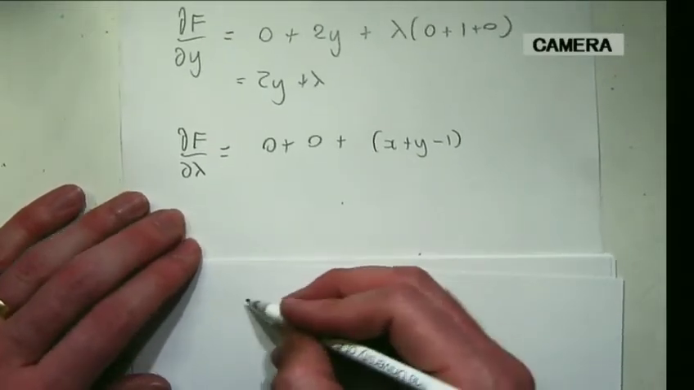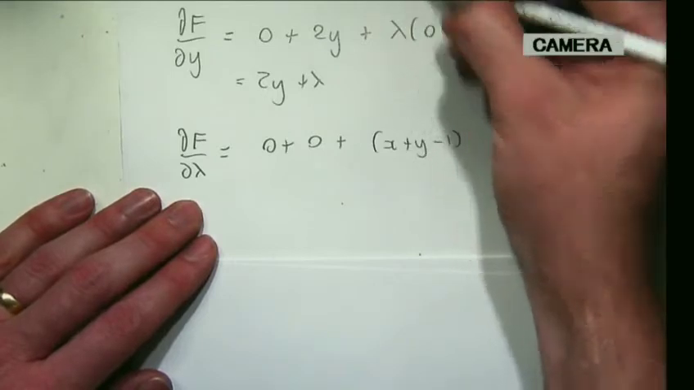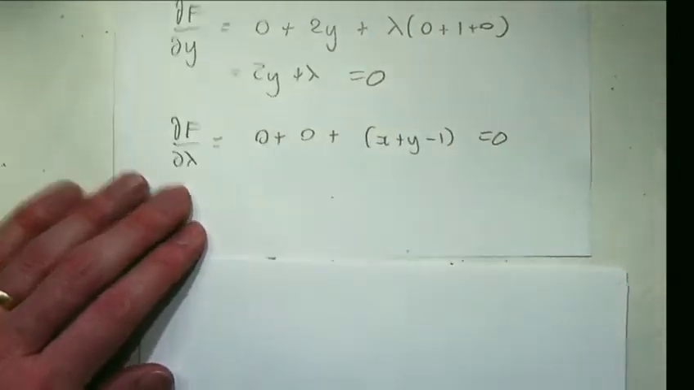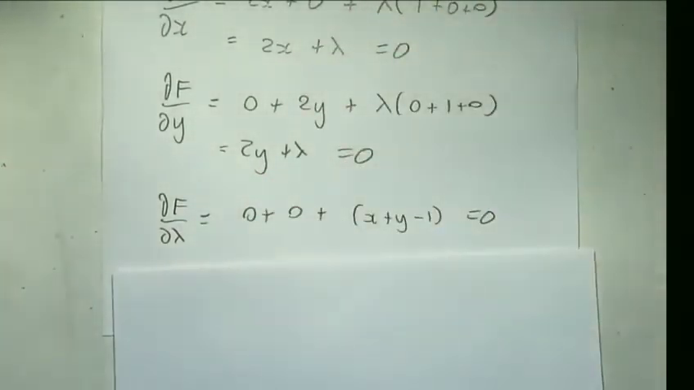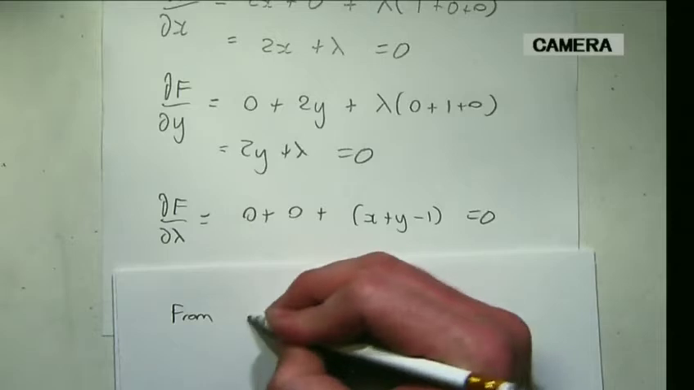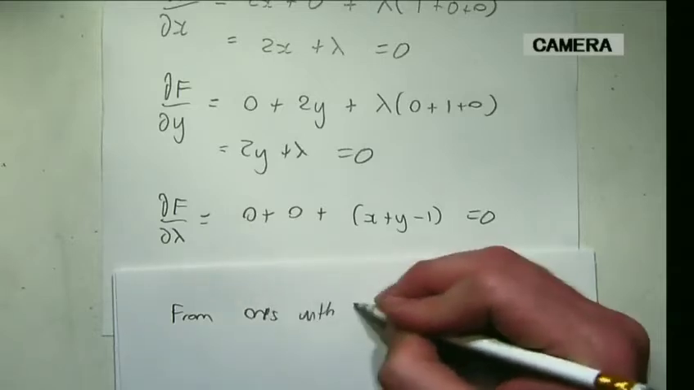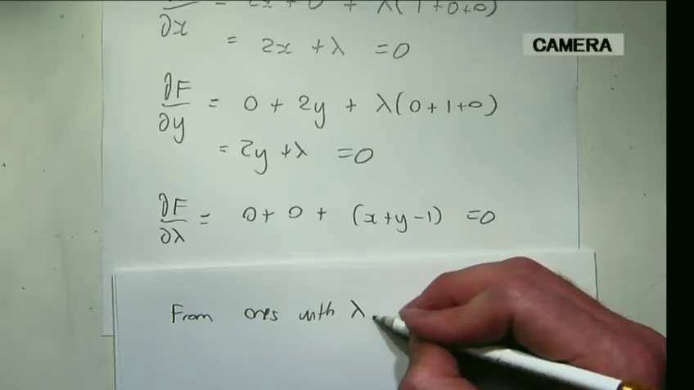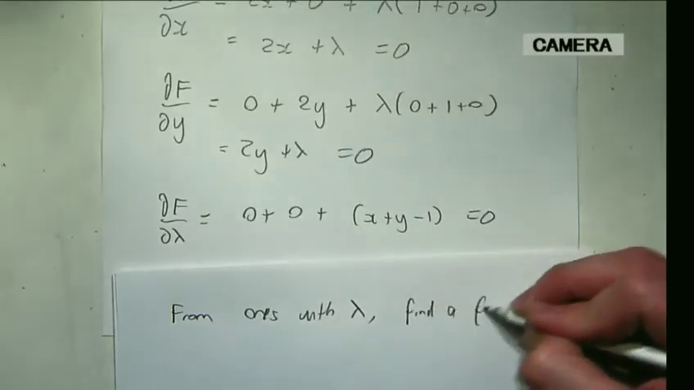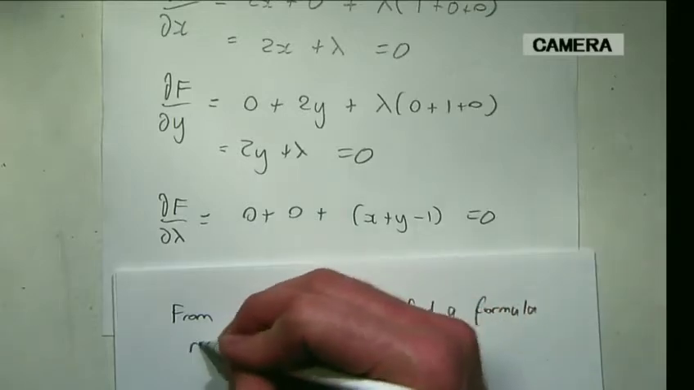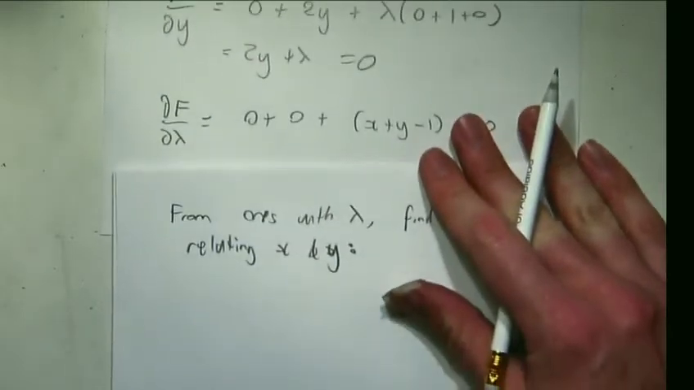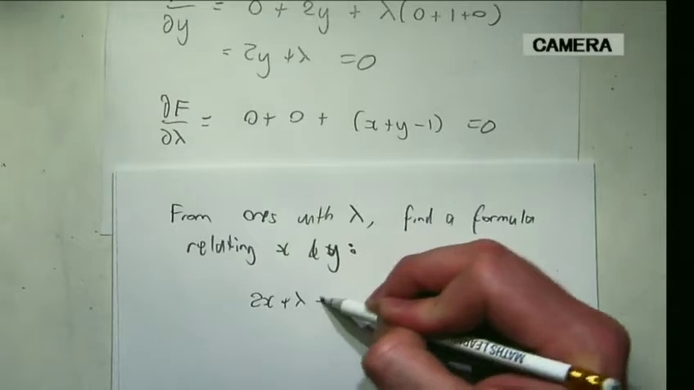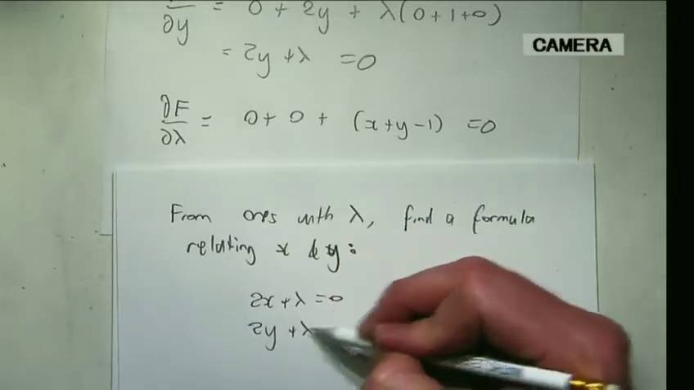So I need all 3 to be 0. So from the ones that involve lambda, I figure out a formula for how y is related to x. So from the ones with lambda, find a formula relating x and y. Okay? So I've got that 2x plus lambda equals 0 and 2y plus lambda equals 0.